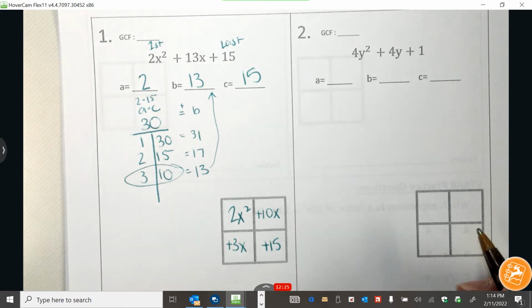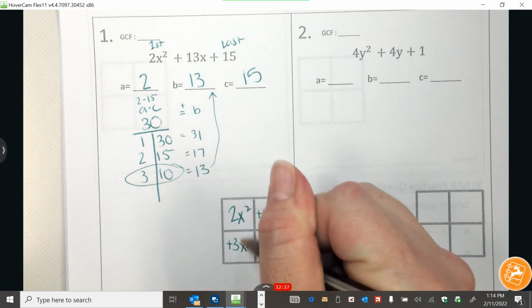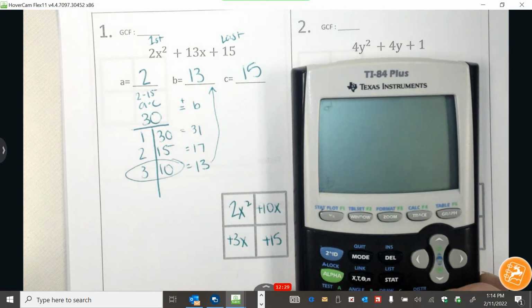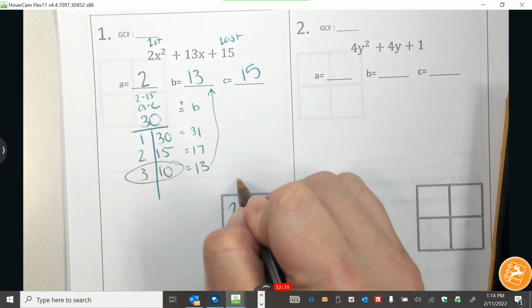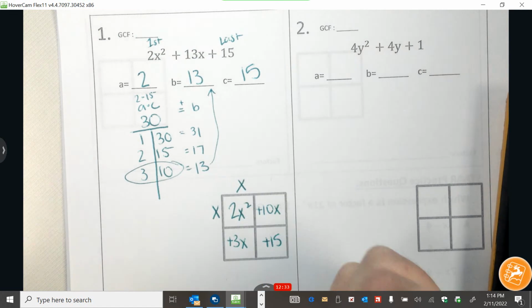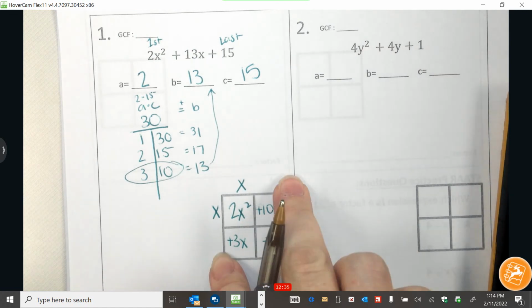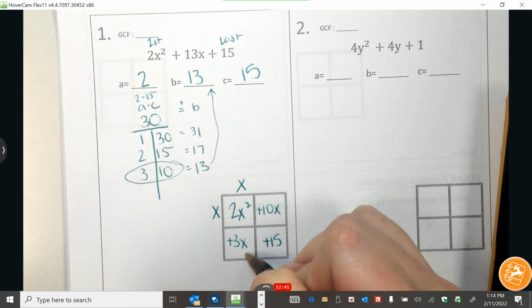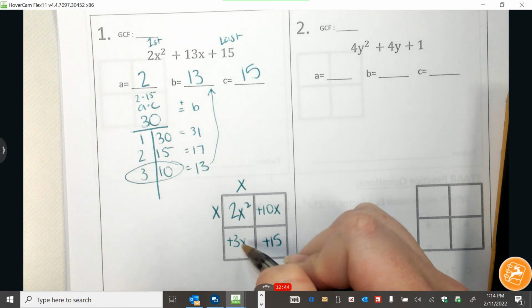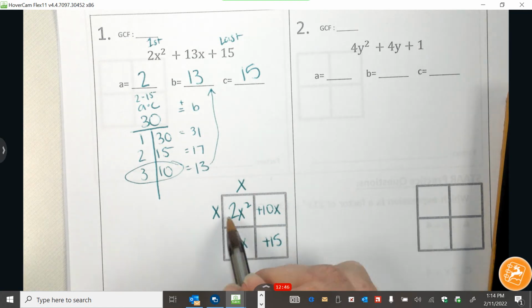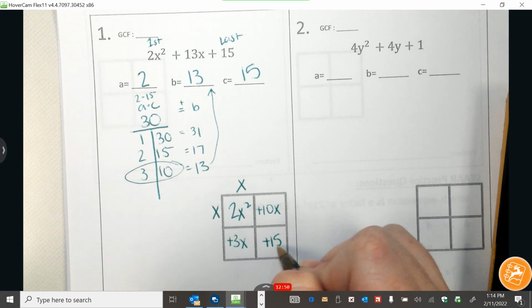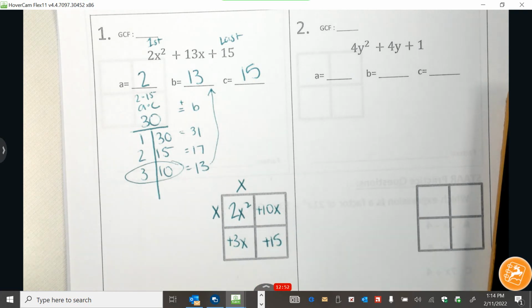Okay, so knowing that, what's my GCF here? Well, can I tell you a secret? You're always going to have an X here and here. You're never going to have an X here and here. Okay? Well, doesn't this row have an X in common? Column. This row also has an X in common. This doesn't, and this doesn't, which is why we always have that.